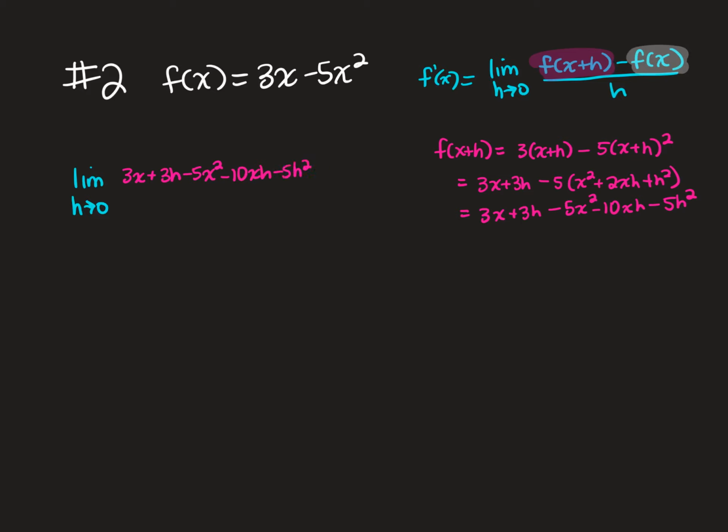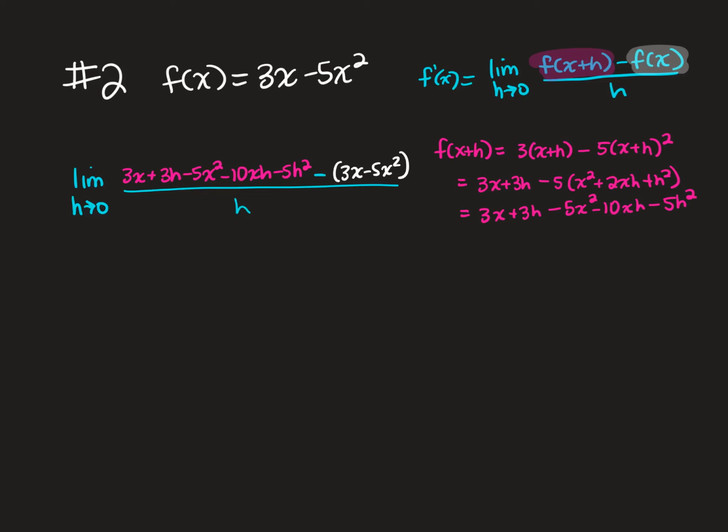I think I wrote everything down. Minus, and then just f of x, which is 3x minus 5x squared, all over h. So when you start getting multiple terms with x in them, it can get a little kind of crazy in the numerator. But the same process holds.